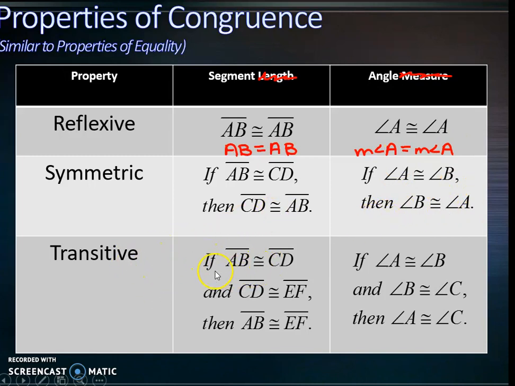And then transitive is if segment AB is congruent to segment CD, and CD is congruent to EF, they're congruent, not equal, then AB and EF are also congruent. So if the first two are congruent, and then this is congruent, the first one and the last one are congruent. That's transitive. For angles, you have angle A is congruent to angle B, and angle B is congruent to angle C, then angle A and C are congruent. So that's transitive. It's the same thing as properties of equality when we did it in Algebra 1. Instead of saying properties of equality, we're going to say property of congruence.